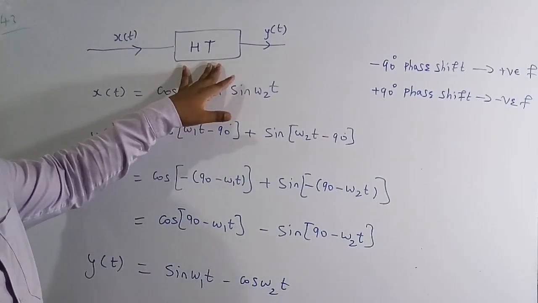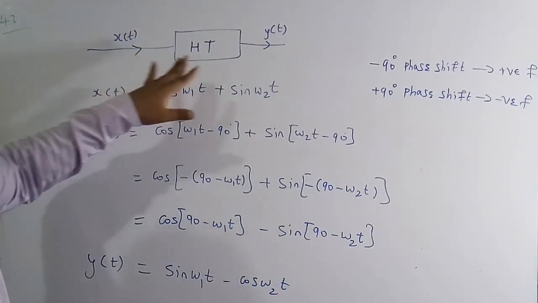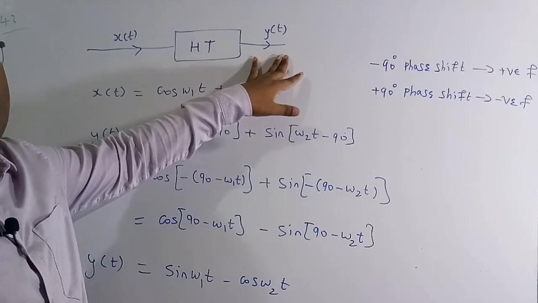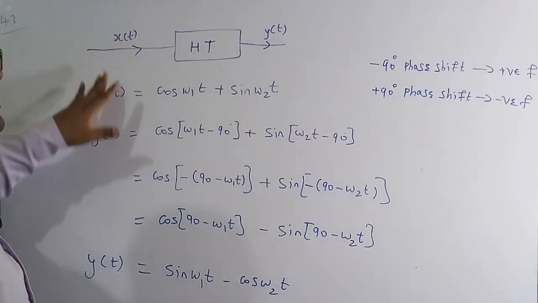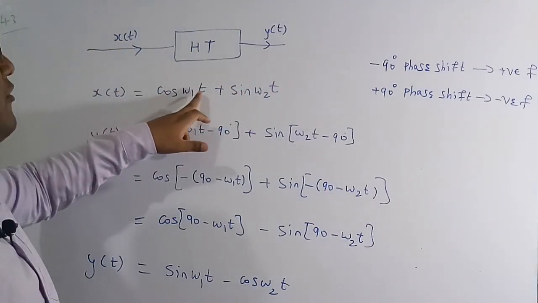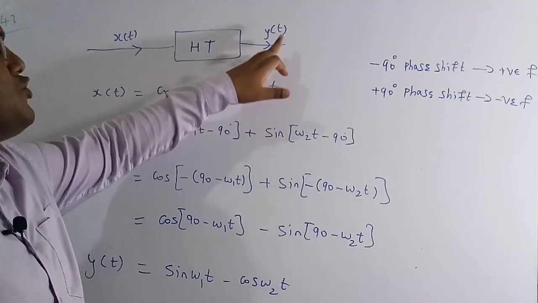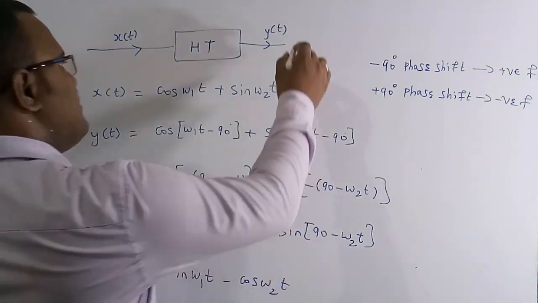So now for this Hilbert transform, if the input is x(t) and the output is y(t). In the question they have given the input is nothing but x(t) is equal to cos ω1t plus sin ω2t. So we need to find what is the output of this Hilbert transform.